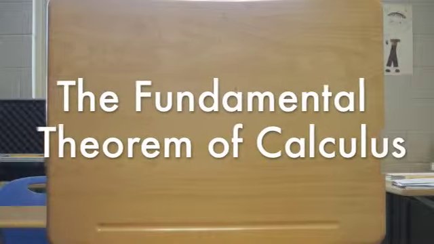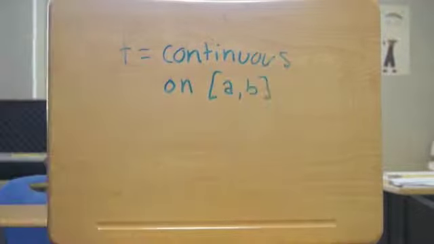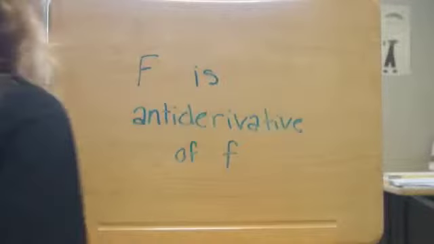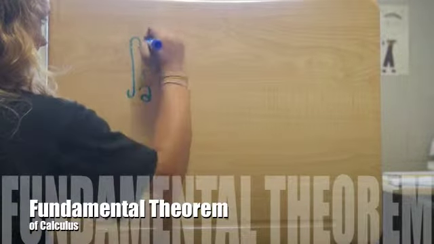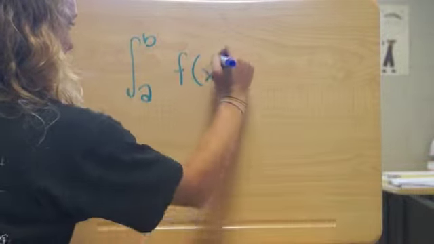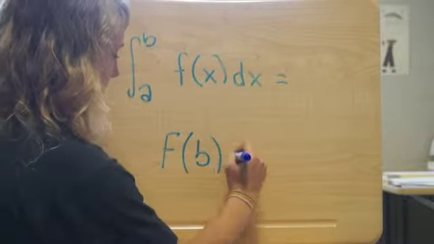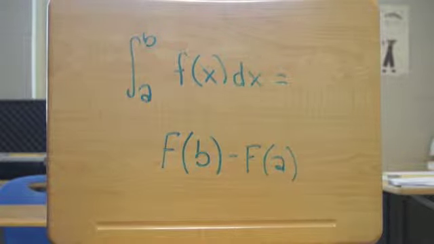The fundamental theorem of calculus is true, assuming that f is continuous on the closed interval [a, b], and capital F is the antiderivative of the function f. The integral of the function from a to b is equal to the antiderivative of that function at b minus the antiderivative of that function at a.